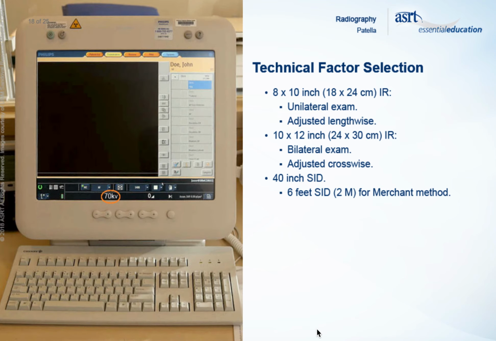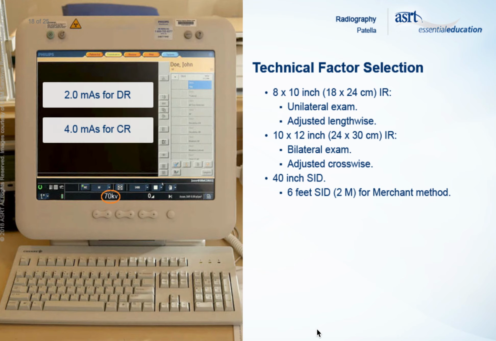70 kVp is a common setting for a tangential projection performed without a grid. Common mAs settings are 2 mAs when using digital radiography and 4 mAs when using computed radiography. A small focal spot is selected.